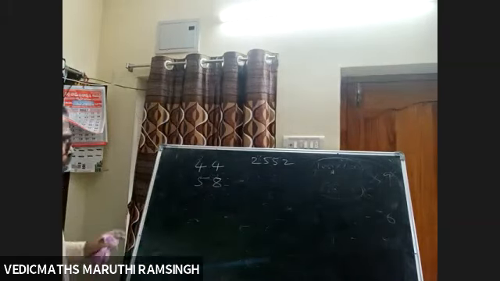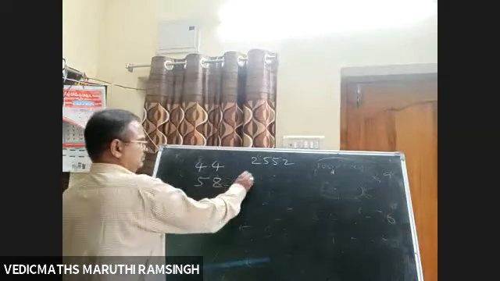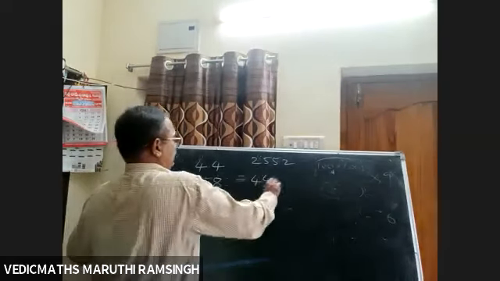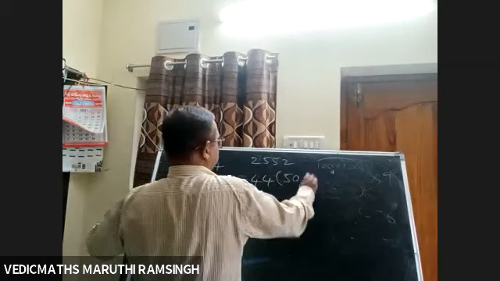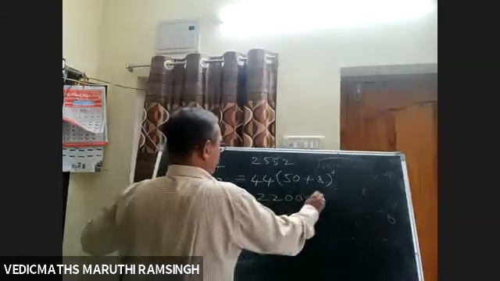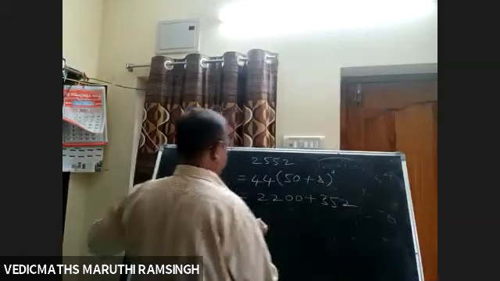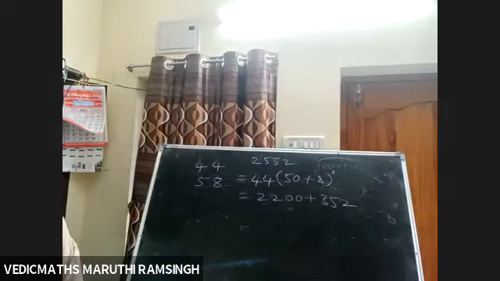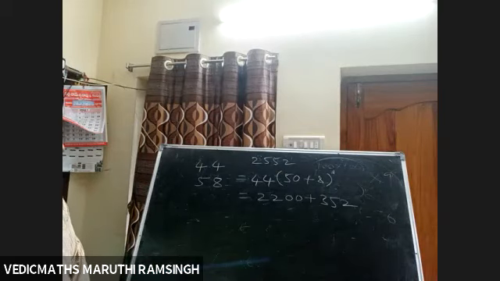2552. 44 into 50 plus 8. 2200 plus 352. That's it. So 2552. Yes, that's good. 2552, not 2252. No, I'm saying 2552.